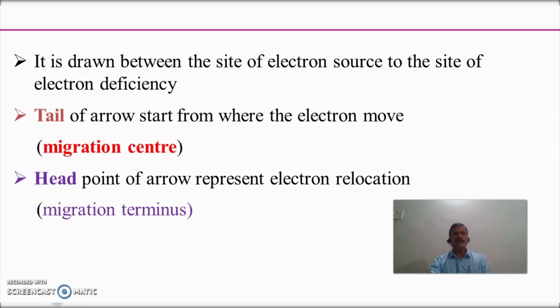So how is it relocated? When one center has high electron density, it tries to shift its electron density to the electron deficient center. It is shown by the tail of the arrow, which represents where the electron moves from, and that is called the migration center. The head of the arrow points to the ultimate electron relocation, which we call the migration terminus.